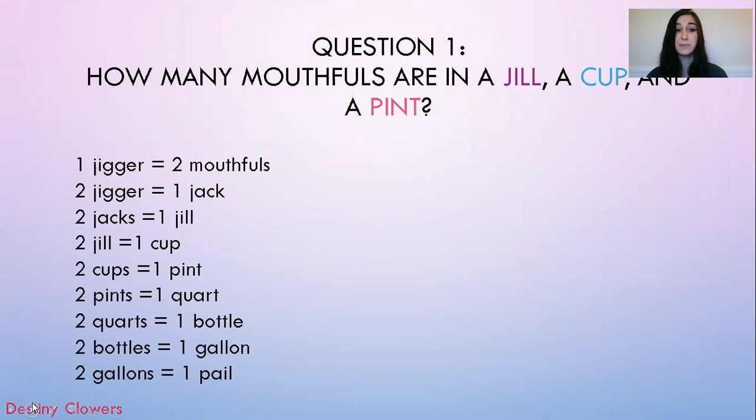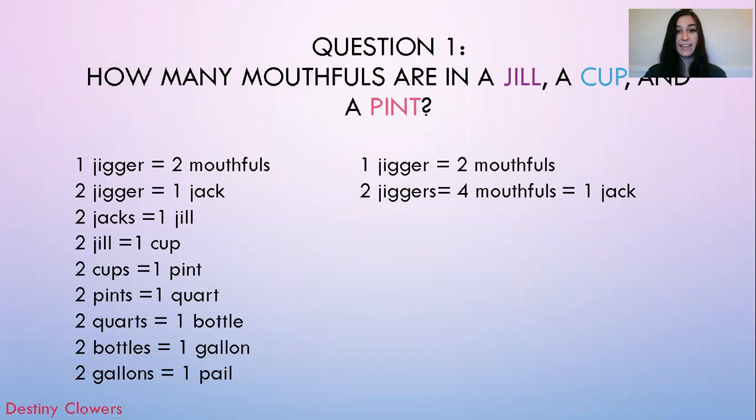So it's kind of like a doubling system like we're going to see here in a second. So in order to start this problem, let's just start with what we have. 1 jigger equals 2 mouthfuls. Now, to figure out how many mouthfuls are in 2 jiggers, we're going to just multiply this number by 2. We're going to double it. So 2 times 2 gives us 4, and that means that 4 mouthfuls is equal to 2 jiggers. And this is equivalent to 1 jack.